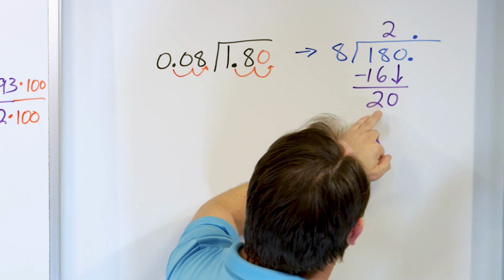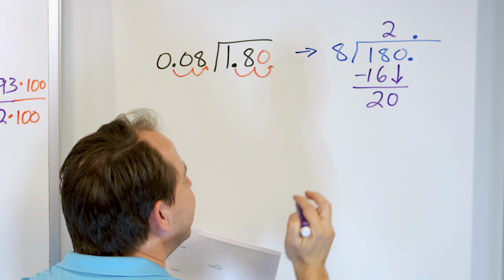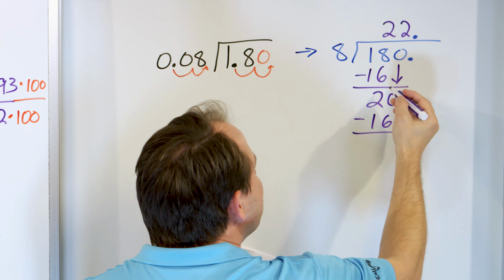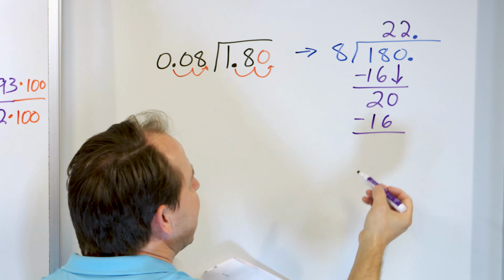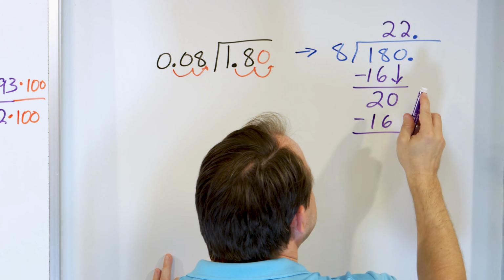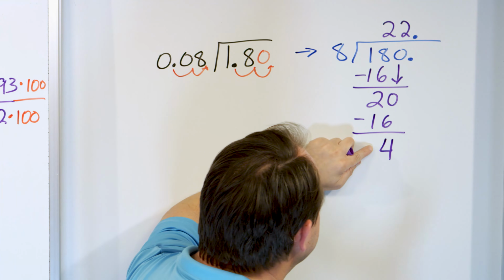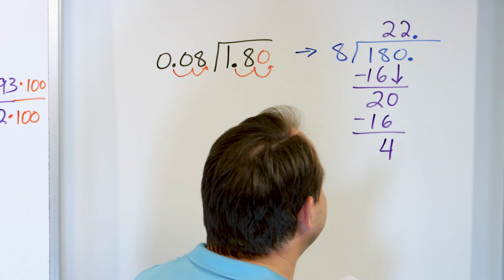Again, 8 times 2 is 16. 8 times 3 is 24. That's too much. So it has to go 2 times. 8 times 2, 16, subtract. You can borrow if you want, but if you count up from 16, you have 17, 18, 19, 20. The difference is 4. So we did not get a remainder of 0. We do not have any more digits to drag down.